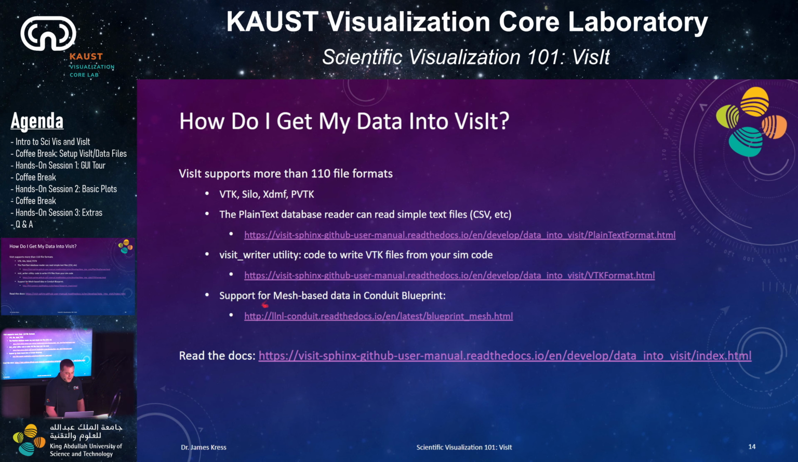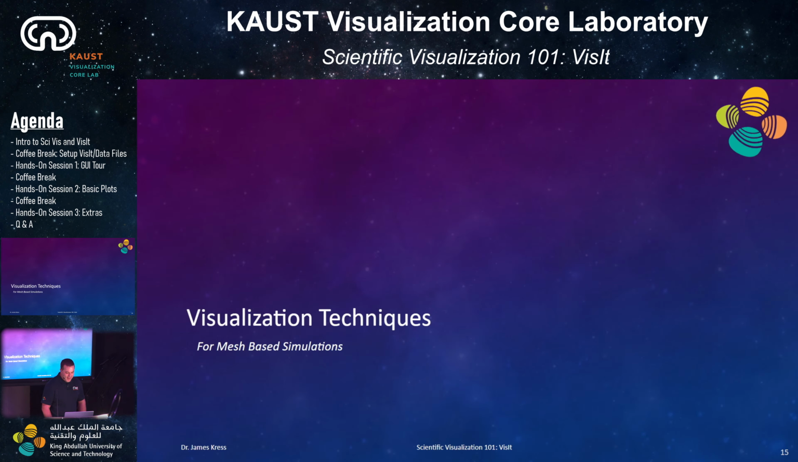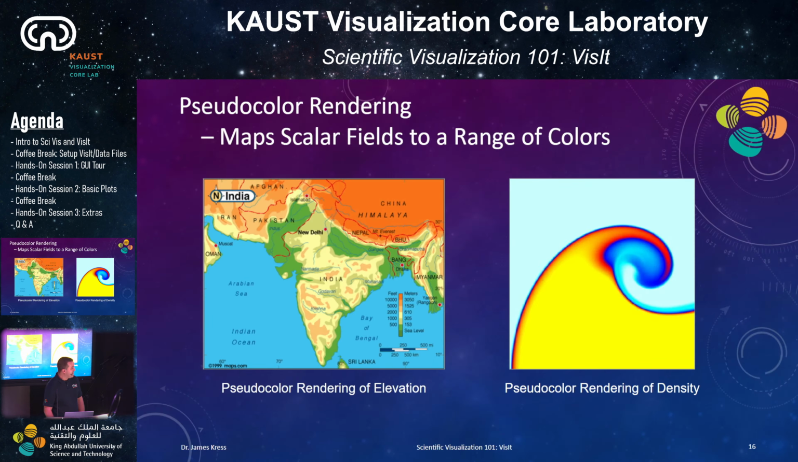And if you have a newer code that is supporting mesh-based data and Conduit Blueprint, VisIt has a reader for that type of data as well. And of course, you can write custom readers and everything else. It just depends on how complicated it needs to be. So, some visualization techniques for mesh-based simulations. The most basic plot in VisIt is called a pseudocolor rendering.